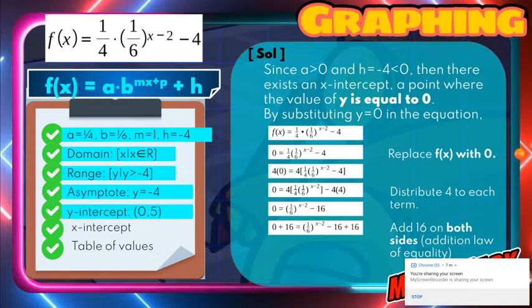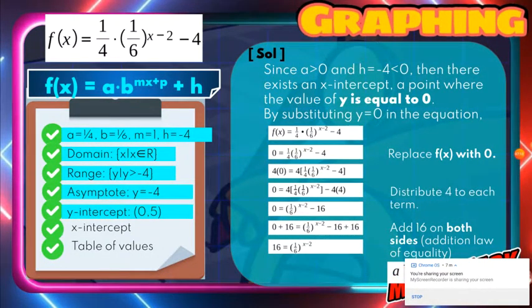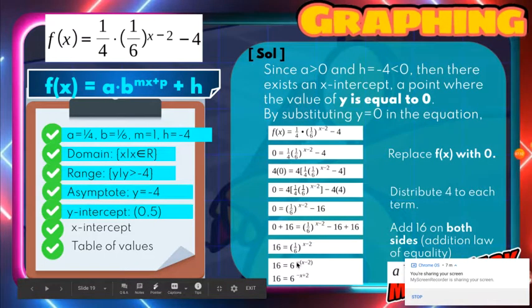And then same thing, we add 16 on both sides. And according to the law again of negative exponents, we make the base whole numbers. We change it from fraction to whole numbers, and we make the sign of the exponent the opposite. And then we distribute the negative sign to each term here. That's why the resulting term is 16 equals 6 raised to negative x plus 2.